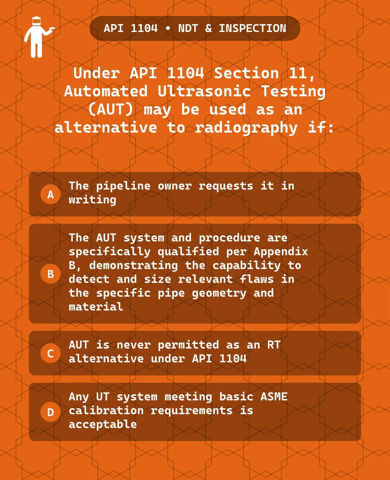Question 7. Under API 1104, Section 11, automated ultrasonic testing may be used as an alternative to radiography if A. The pipeline owner requests it in writing, B. The AUT system and procedure are specifically qualified per Appendix B, demonstrating capability to detect and size relevant flaws in the specific pipe geometry and material, C. AUT is never permitted as an RT alternative under API 1104, or D. Any UT system meeting basic ASME calibration requirements is acceptable.